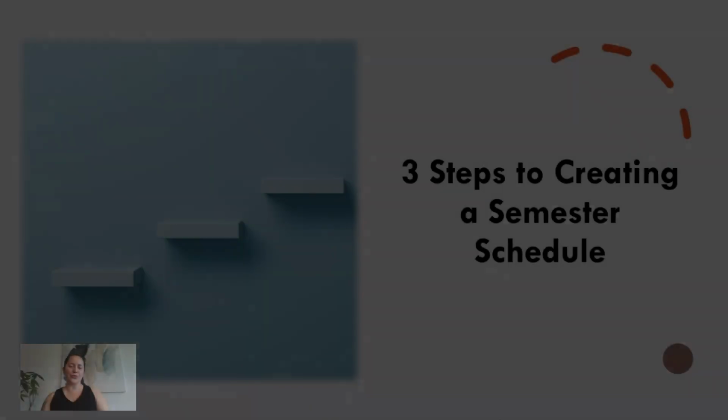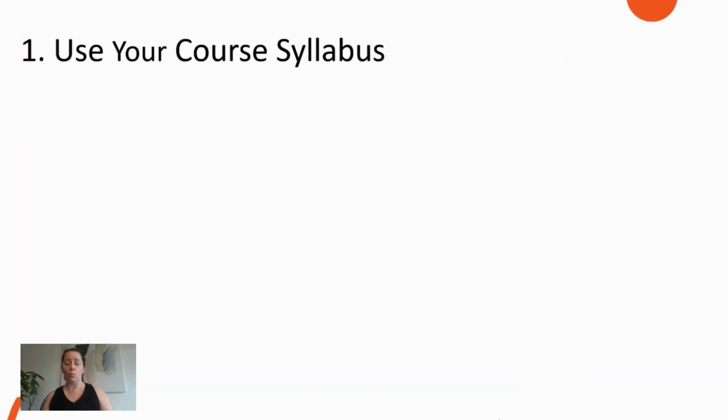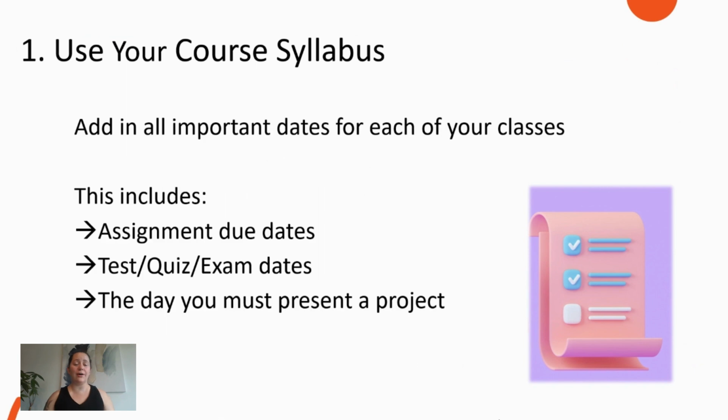When it comes to creating your semester schedule, there are 3 steps that you should follow. First, use your course syllabus. When you sit down to start completing your schedule, make sure to have a copy of all of your course syllabi in front of you. This way, as you're going through your schedule, it'll be easy for you to identify and add in all of the important dates for each of your classes. Important dates include things like assignment due dates, test, quiz, or exam dates, or the day you need to present a project.